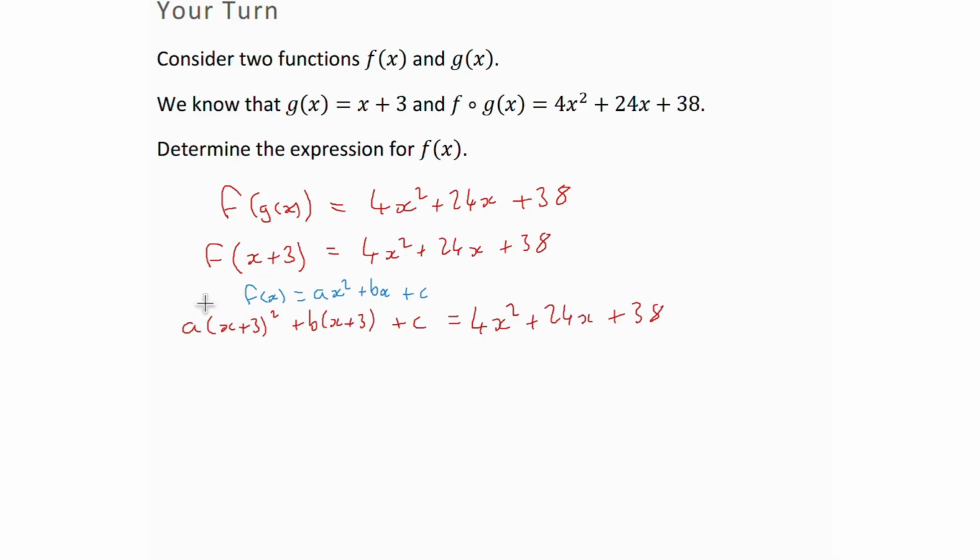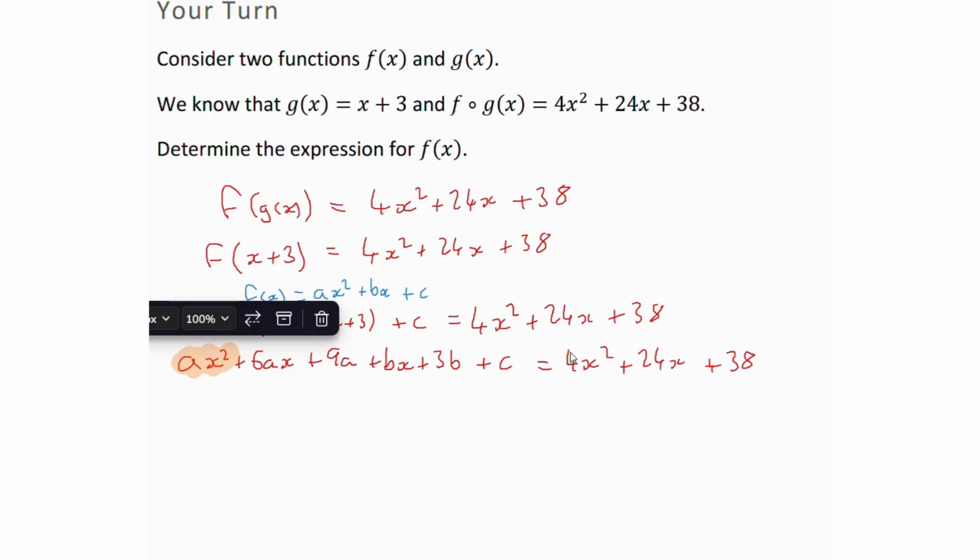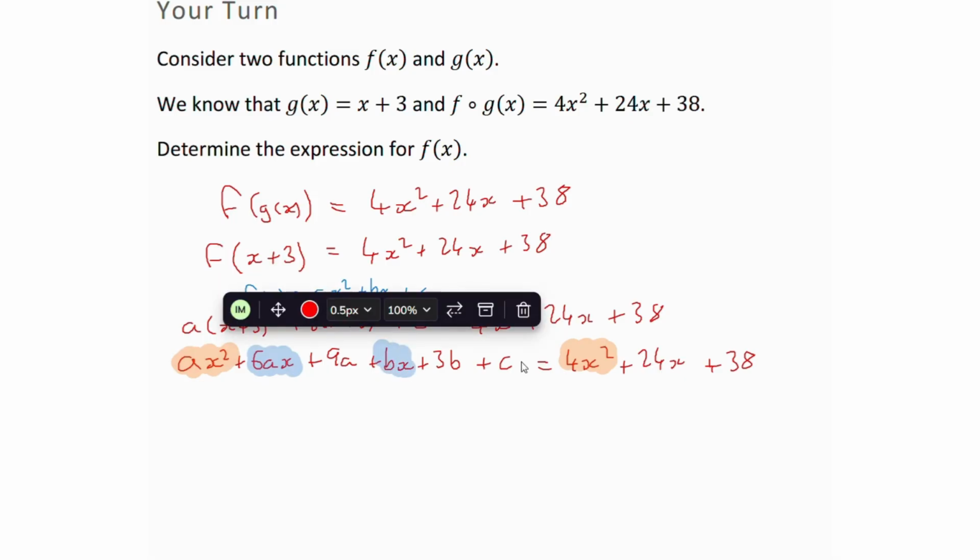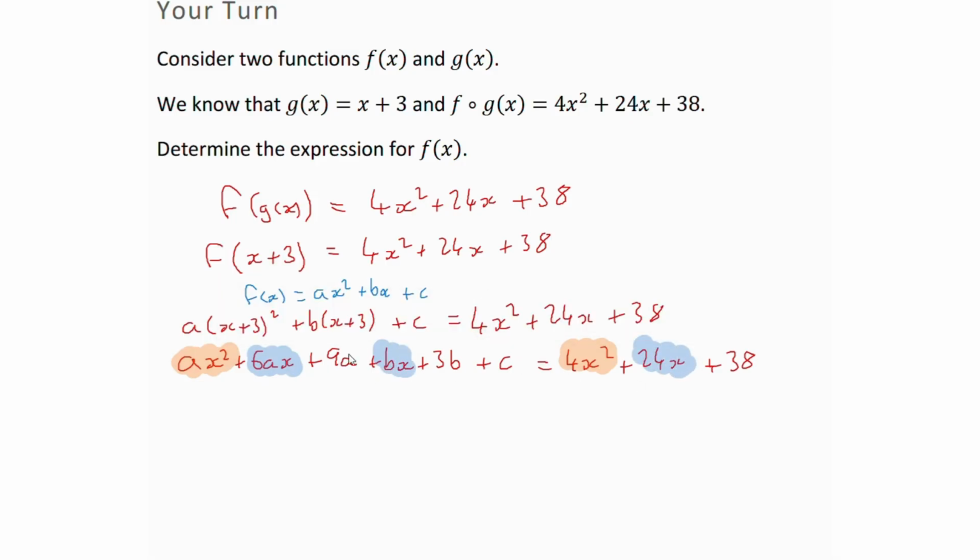Expanding the bracket, we get x squared plus 6x plus 9. So that's going to be ax squared plus 6ax plus 9a plus bx plus 3b plus c is equal to 4x squared plus 24x plus 38. Now, looking at this, we can equate these two sides because we know the number of x squareds must be the same. We know that the number of x's must be the same. And we know that the constants must also be the same.